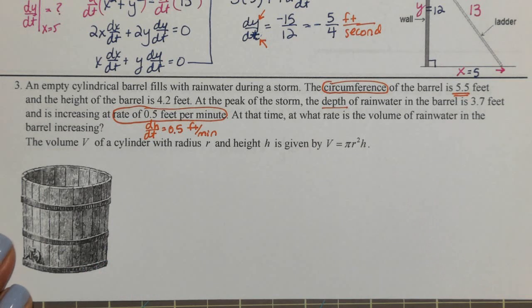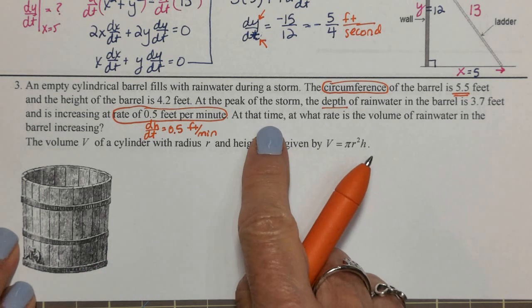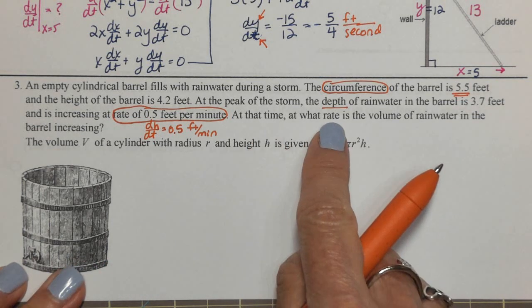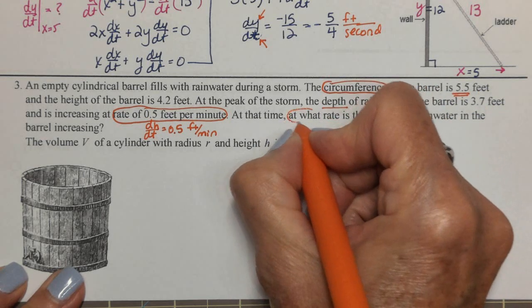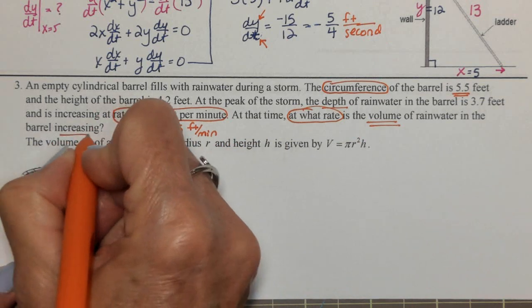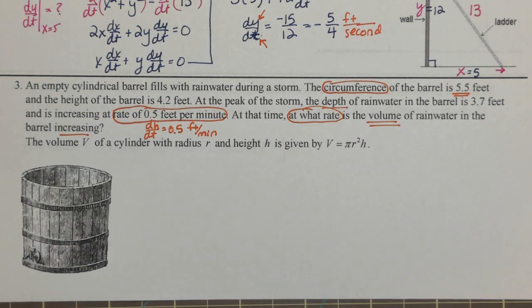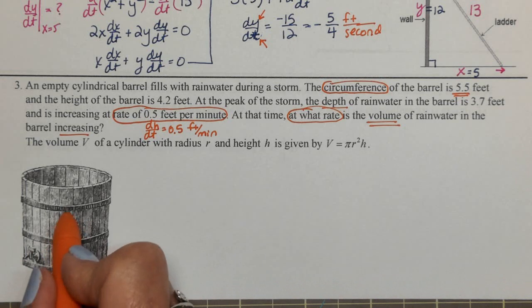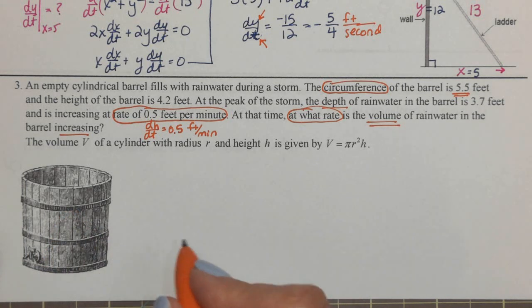Okay? At that time, what is the rate? At what rate is the volume increasing? So rain is coming in, the volume's increasing, the height's increasing. Is the radius increasing? No, the radius is staying the same, isn't it? The radius is staying the same.